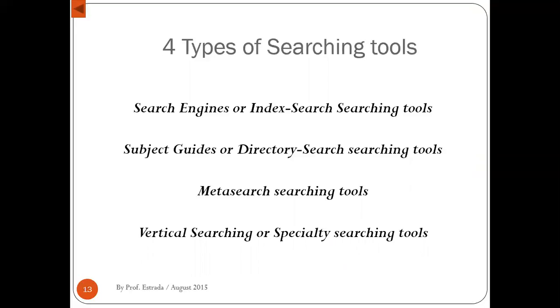There are 4 different searching tools that can be used to find information in the internet. These are search engines or index searching tools, subject guides or directory searching tools, meta searching tools, and vertical searching or specialty searching tools.